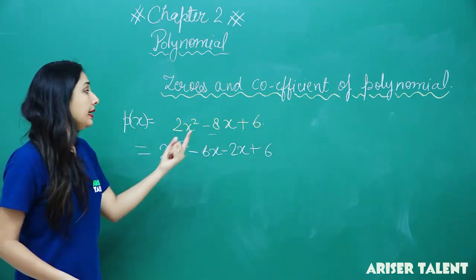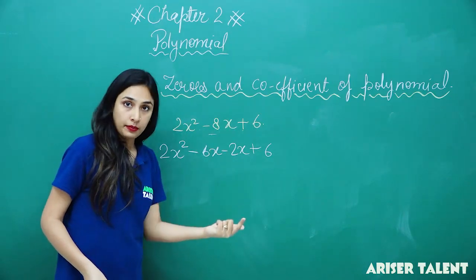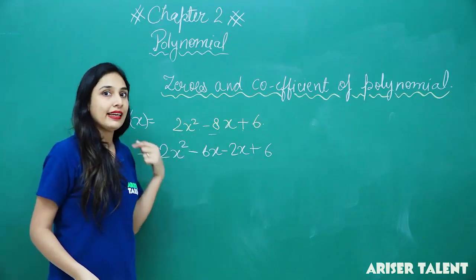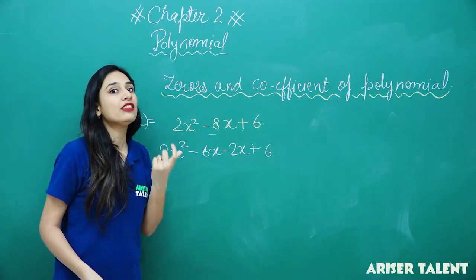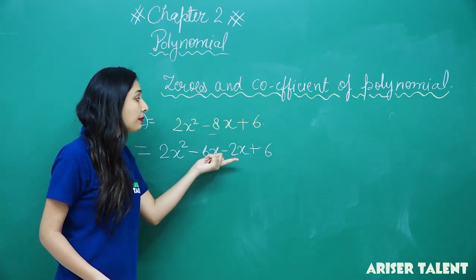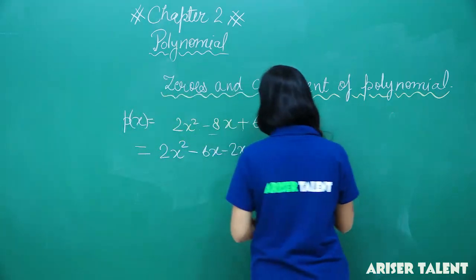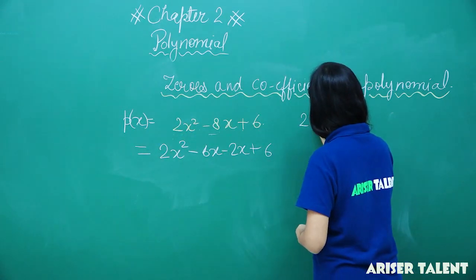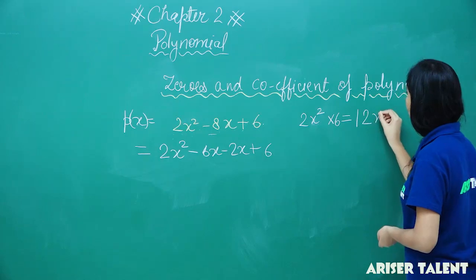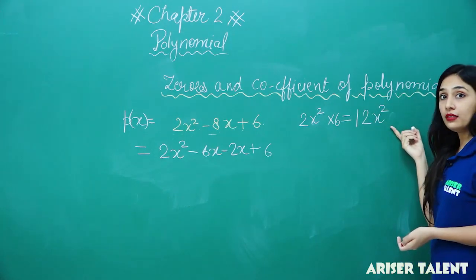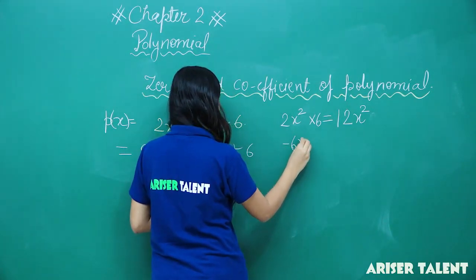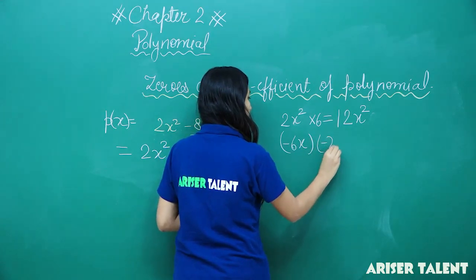Now, you can write 8x as 7x and 1x also. You can write 8x as 5x and 3x also. So, why did we only write like this, minus 6x and minus 2x? When you look carefully, you will find out. 2x square multiplied by 6, when we do this, this will become 12x square. Now, multiply minus 6x and minus 2x.